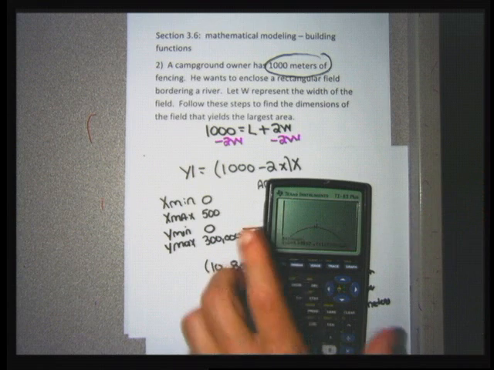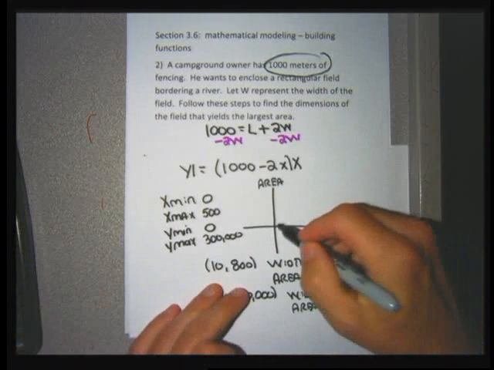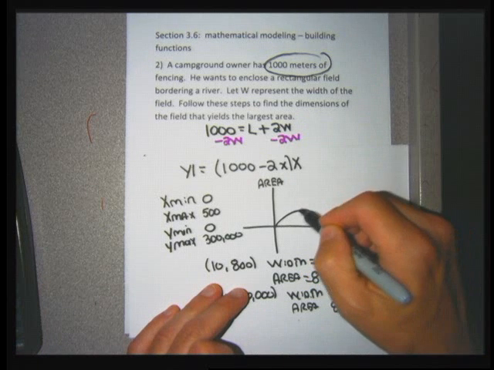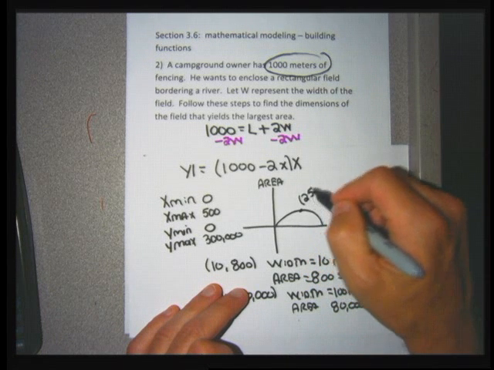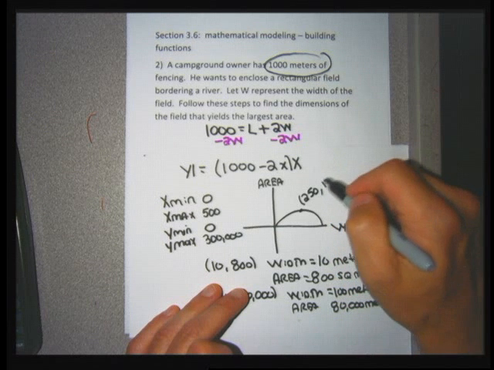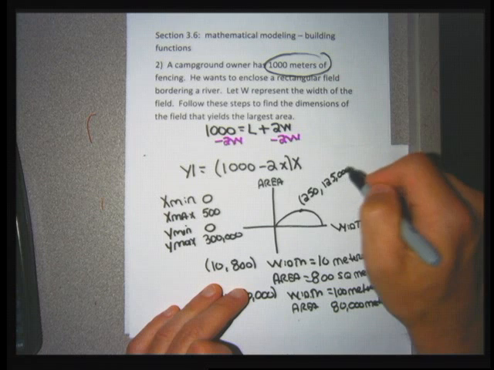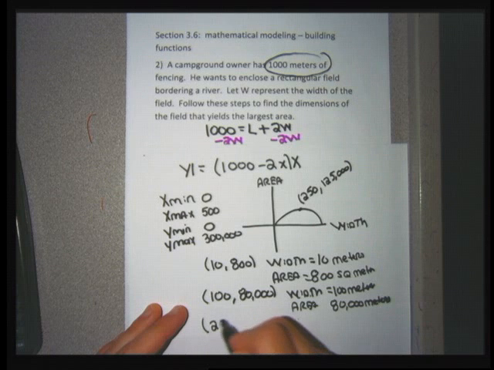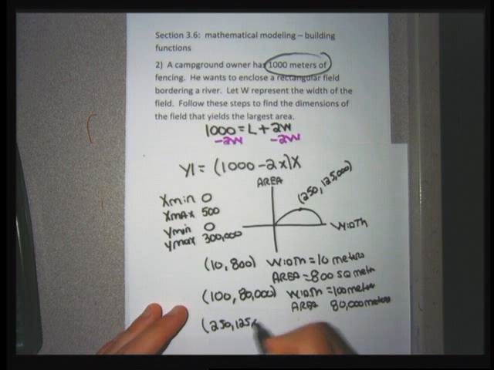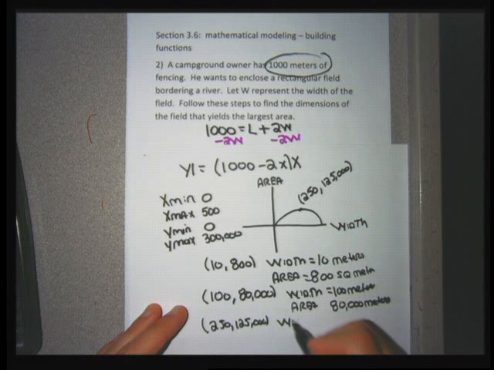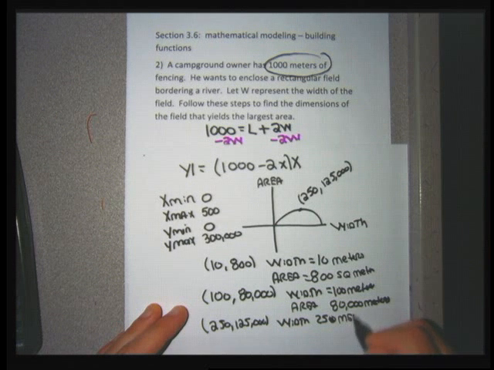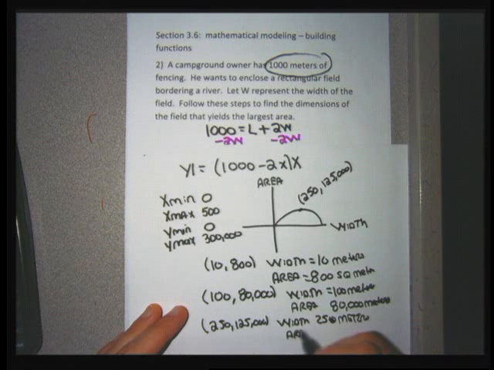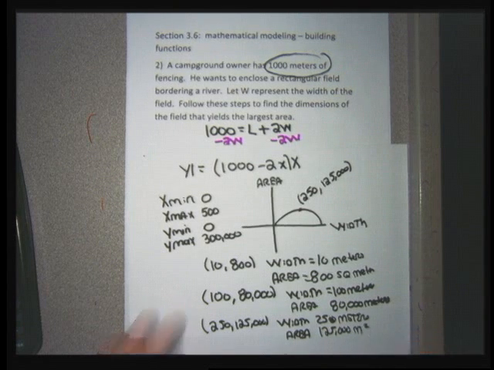So the maximum point for this parabola that looks something like this, I'm going to say is the point (250, 125,000). What that point says is that when the width is 250 meters, the area is 125,000 square meters. I'll use the symbol for square meters.